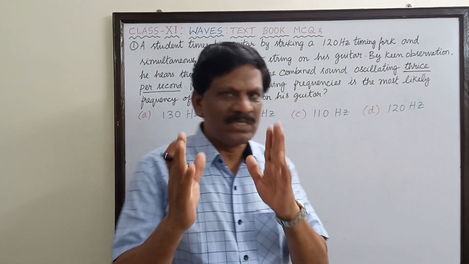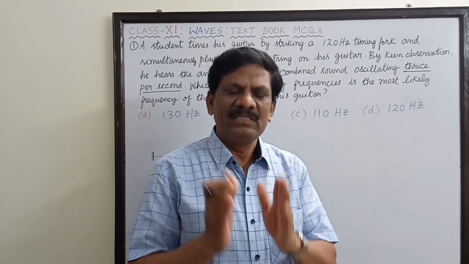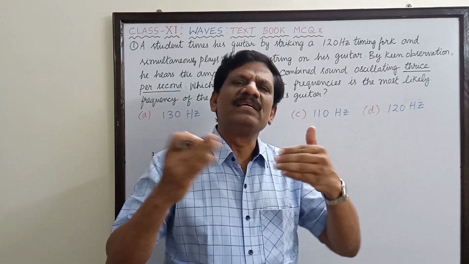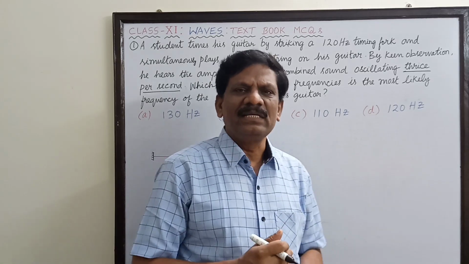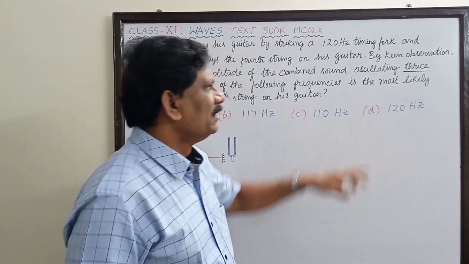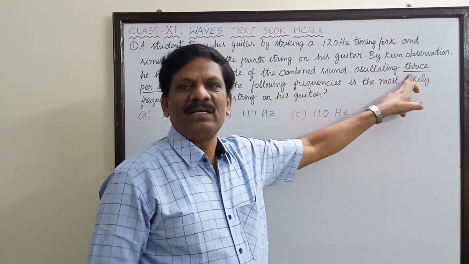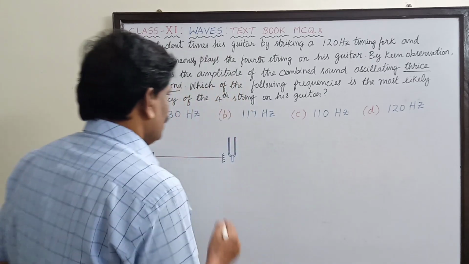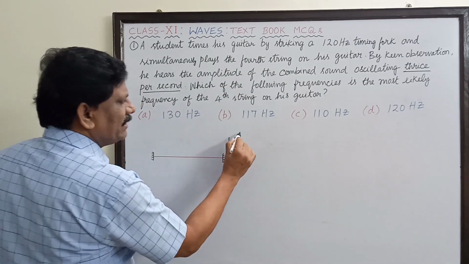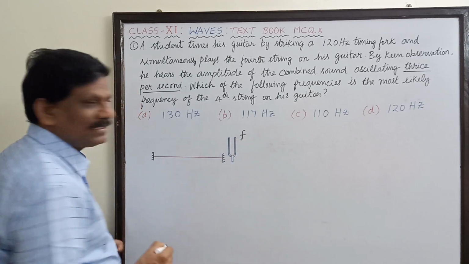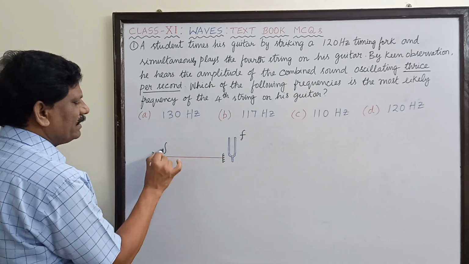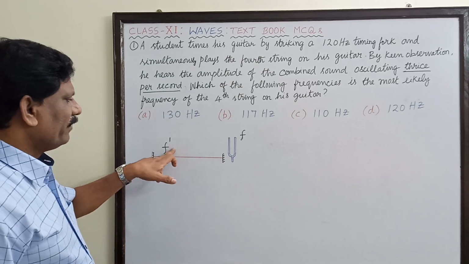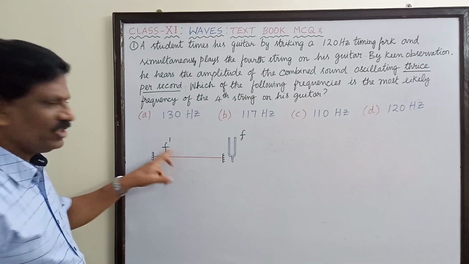So here there are two sounding bodies. One is the tuning fork, the other one is the guitar string. When both the sounding bodies are vibrating together, 3 beats are heard. This is the number of beats heard per second. Let us take the frequency of the tuning fork as F and the frequency of the guitar string as F dash. Now I have to find the value of F dash.